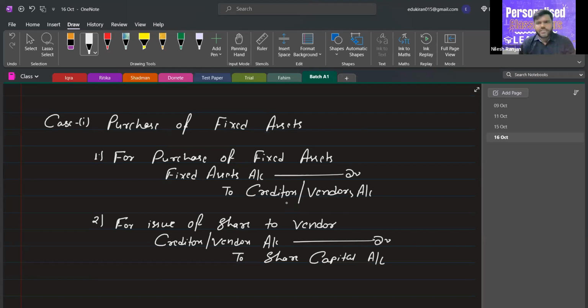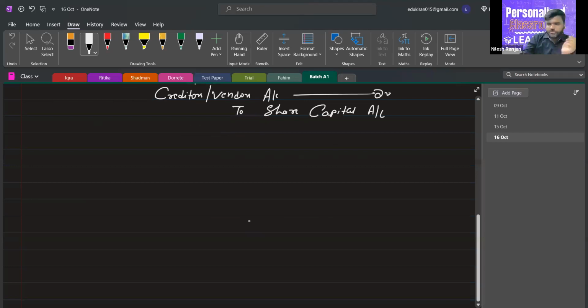Actually, there is no problem here. So let's discuss the second concept. Case two. Purchase of a business. In this case, not one asset or a group of assets.